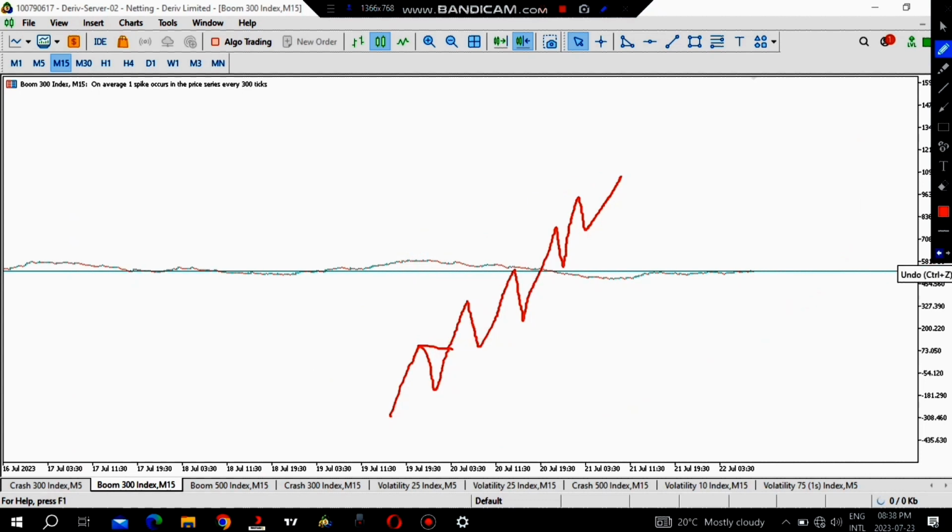Let me just delete this. When we've created the resistance over here and it gets broken, we want to draw our resistance line to the future. So when the market pulls back to this area, of course, there's no strategy that's 100% perfect. If somebody is telling you that, they are probably lying. Sorry to break it to you.